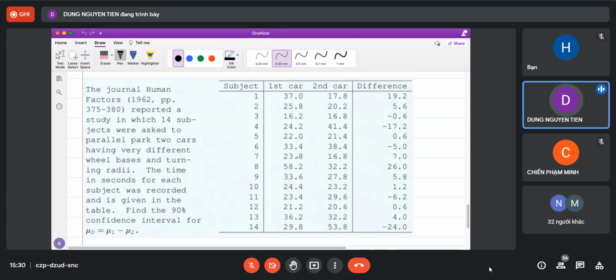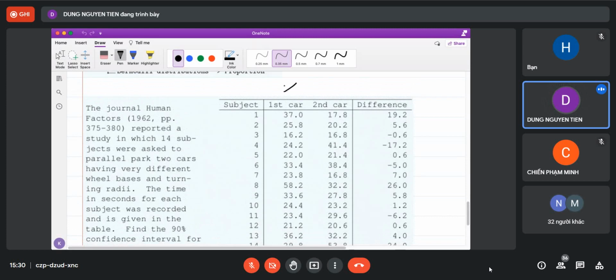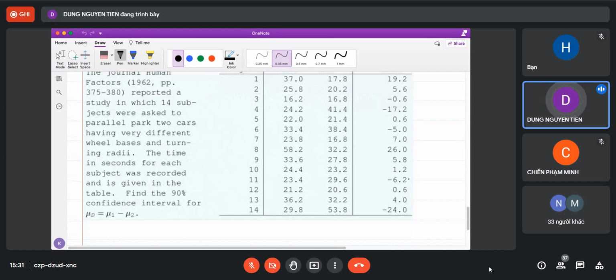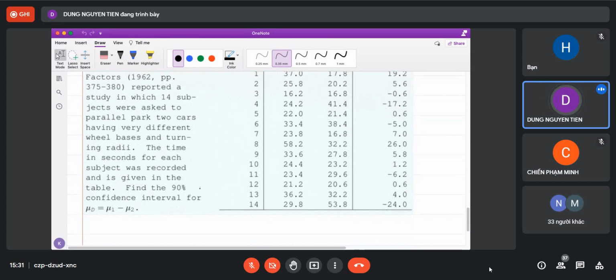Well, all you have to do is to compute the difference between the two columns, right? This is the x and this is the y. So x minus y gives you the difference, 19 minus 2. 25.8 minus 20.2 gives you 5.6. 16.2 minus 16.8 gives you minus 0.6, and so on. Do you understand? And you want to get a confidence interval for the difference in means.